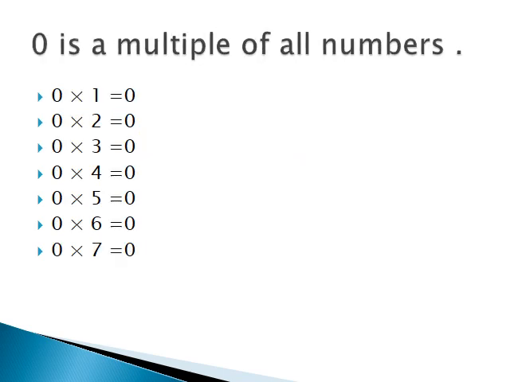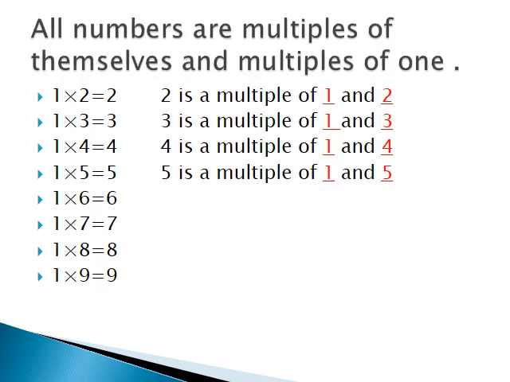0 is a multiple of all numbers. For example, here we have 0 by 1, we'll get 0. 0 by 2 equals 0. 0 by 3 equals 0. So 0 is a multiple of all numbers.